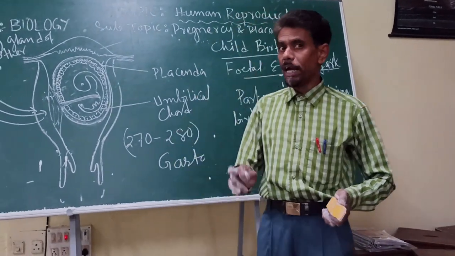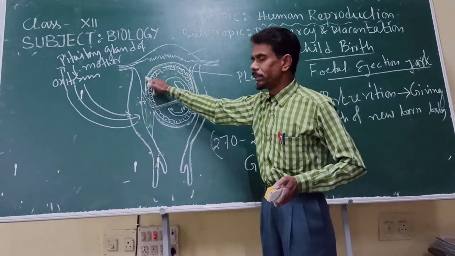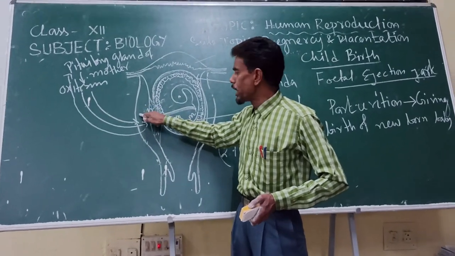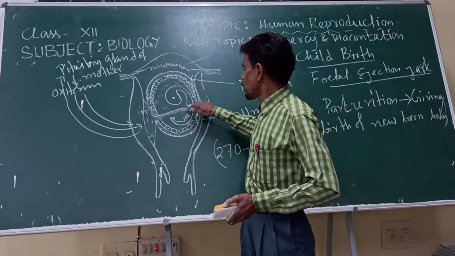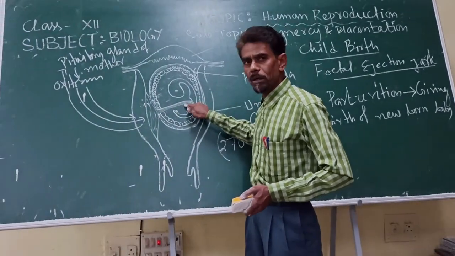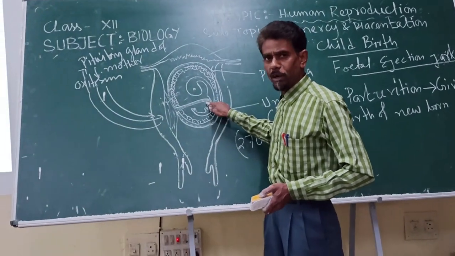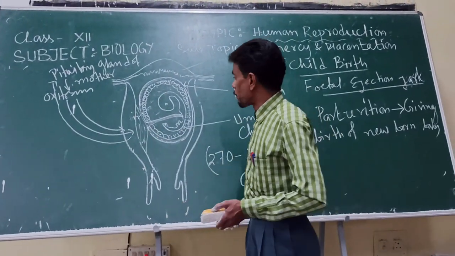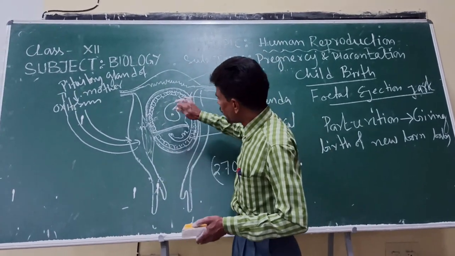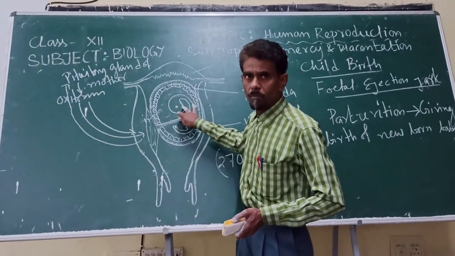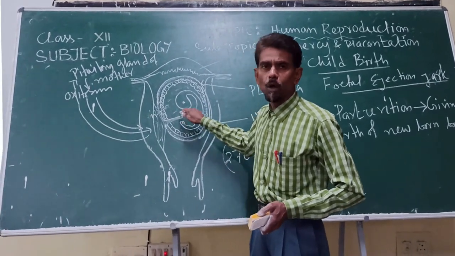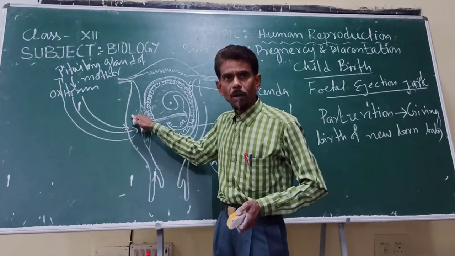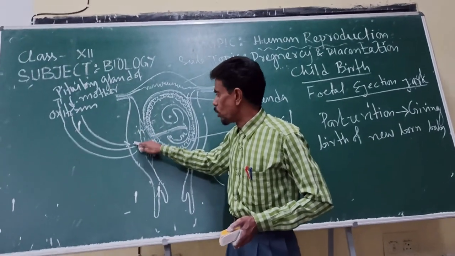Here, one more thing I would like to emphasize: the placenta acts as a structural and functional barrier through which oxygen and nutrients from the mother's blood come to the growing embryo via the umbilical cord, and the waste material, nitrogenous waste and carbon dioxide, goes out into the mother's bloodstream. Apart from that, the placenta acts as a barrier to prevent the growing fetus from different disease-causing bacteria and other microbes.